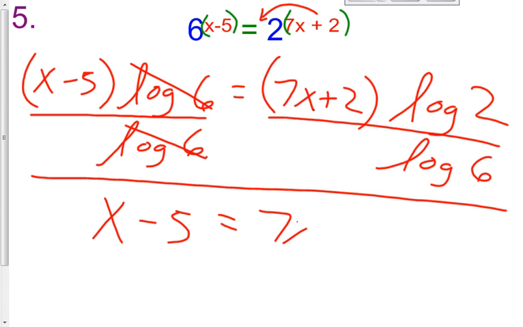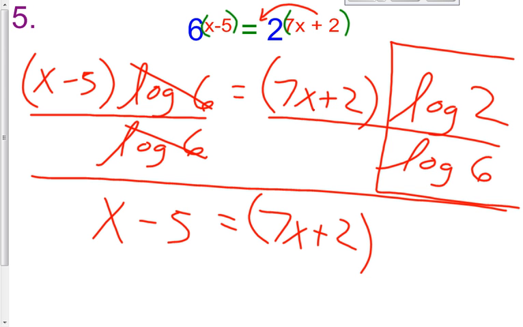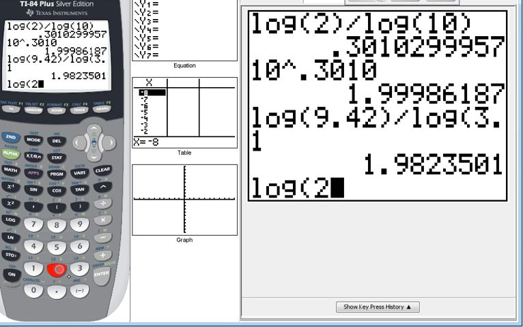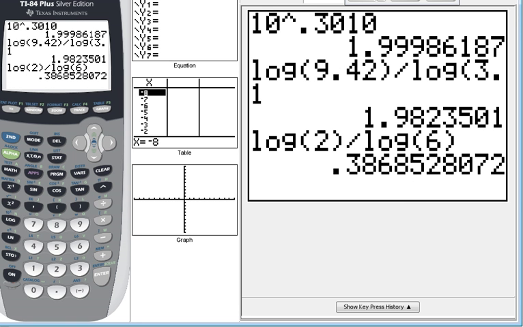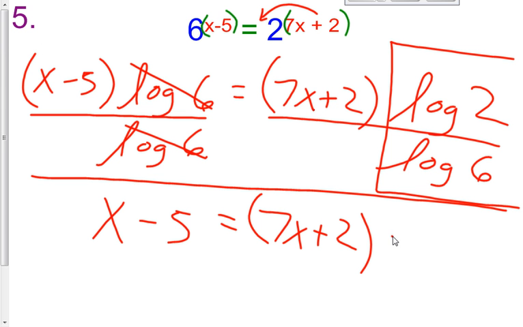Now I have 7x plus 2 multiplied by this mess. Okay, what is this mess? Let's put it in our calculator. Log 2 divided by log 6. And we have the number 0.3869. And once I round it to a decimal, instead of putting equals, I should put approximately equal to, to make it mathematically correct. So hopefully that makes sense so far.